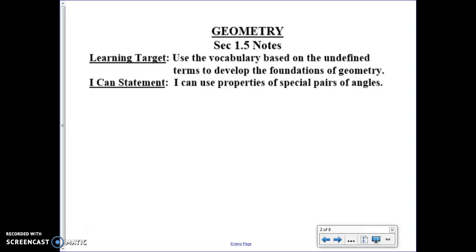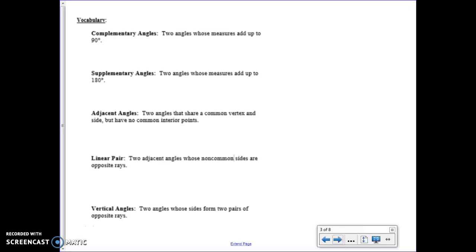Hey guys, today we are getting into special pairs of angles. We are going to be hitting some more terms and different types of angles pretty quickly. You will want a straight edge to draw in these angles. So let's start off with some of these new terms.